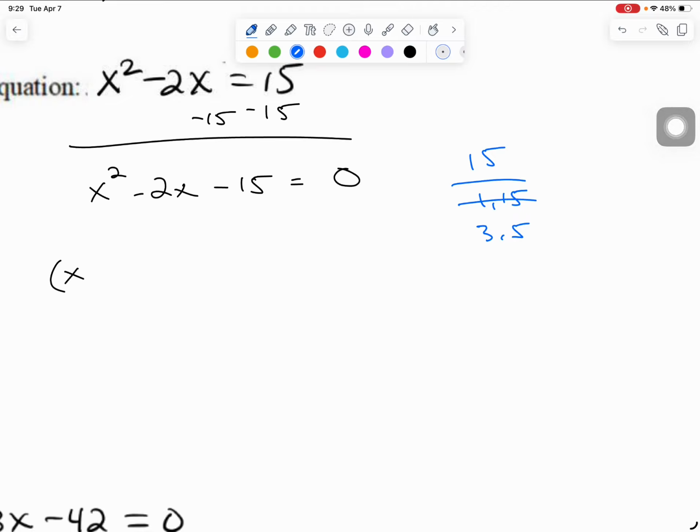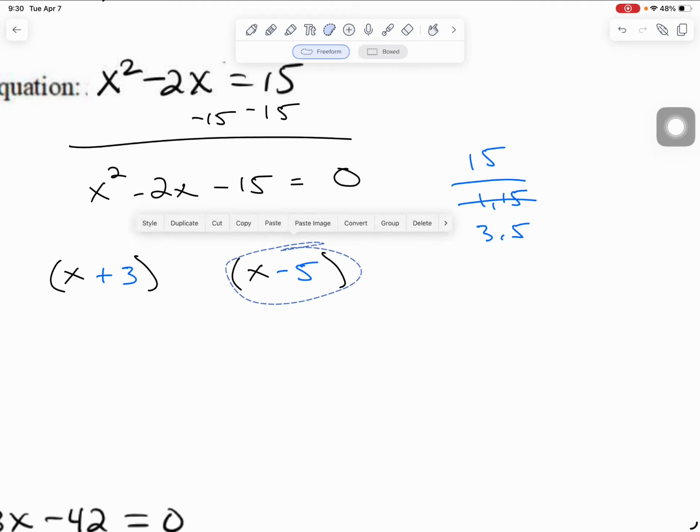So we'll do x plus 3, and then we'll do x minus 5.